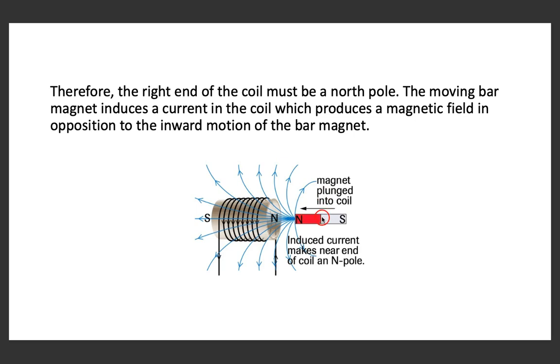And so this moving bar magnet then is going to induce a current in the coil. And that current is going to generate a magnetic field that opposes the motion of this bar magnet. So in other words, this bar magnet is getting plunged into our coil, and the reason why a north pole is created here is basically to oppose the motion of this magnet as it's getting plunged in, so that this plunging magnet is repelled from the magnetic field that's being created.